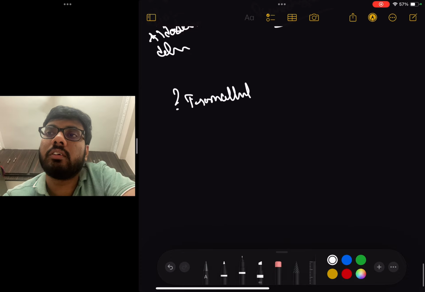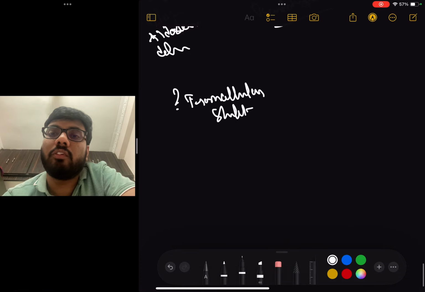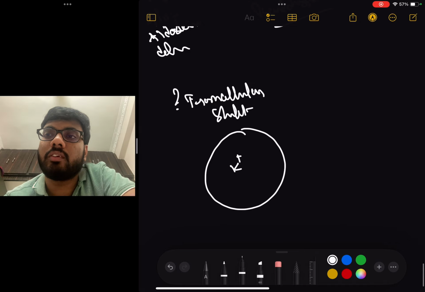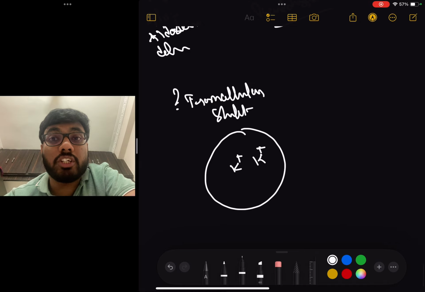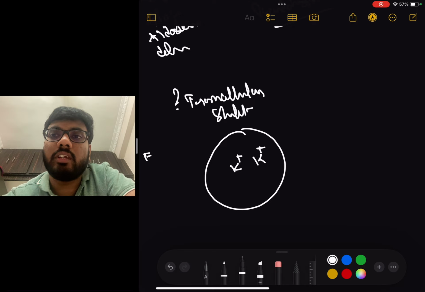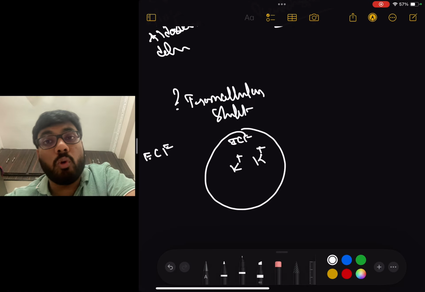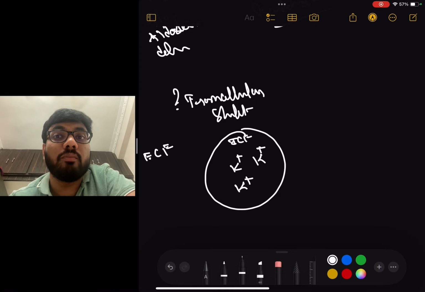Transcellular shift. We know that this is the cell, and we have potassium in here, right? Potassium is more inside the cell than outside the cell. This is ECF, this is outside the cell. This is ICF, that is inside the cell. Potassium is more inside the cell. Transcellular shift means there is a shift of potassium from inside to outside.